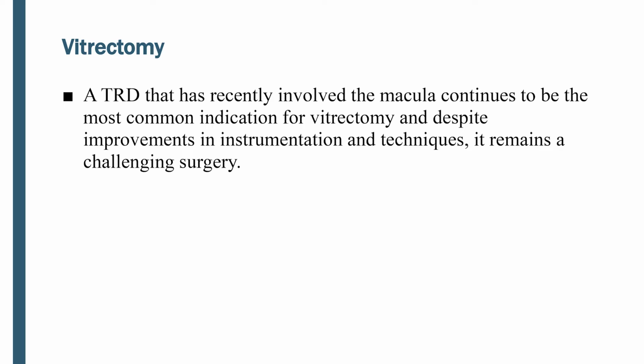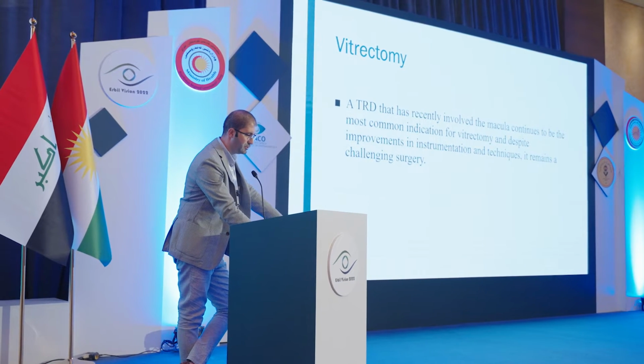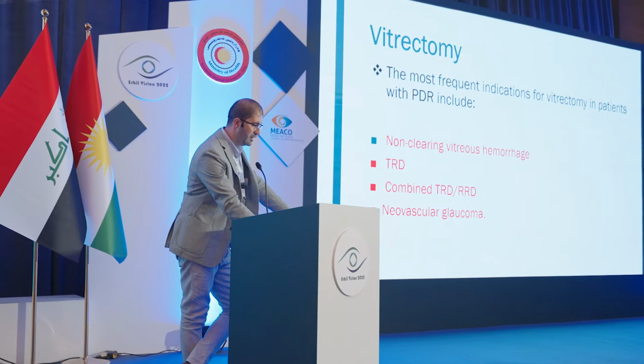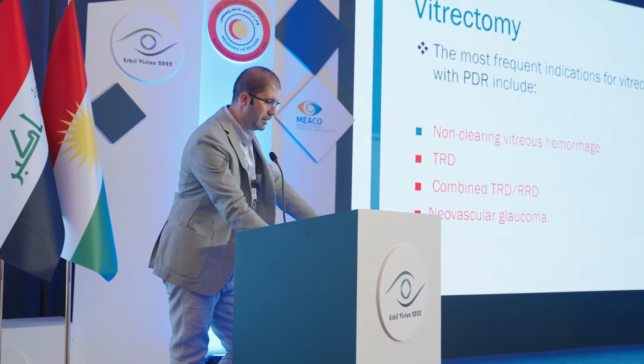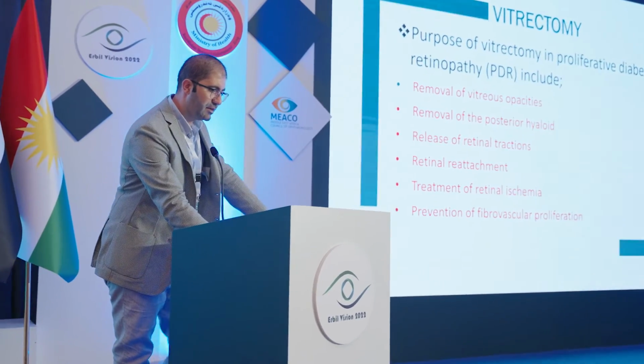A TRD that has recently involved the macula continues to be the most common indication for vitrectomy, and despite improvements in instrumentation and techniques, it remains a challenging surgery. The most frequent indications for vitrectomy in patients with PDR include non-clearing vitreous hemorrhage, TRD, combined TRD and RRD, and neovascular glaucoma. Purposes of vitrectomy in PDR include removal of vitreous opacities, removal of posterior hyaloid, release of retinal tractions, retinal reattachment, treatment of retinal ischemia, and prevention of fibrovascular proliferation. Now we will see small examples for all these steps in short videos.